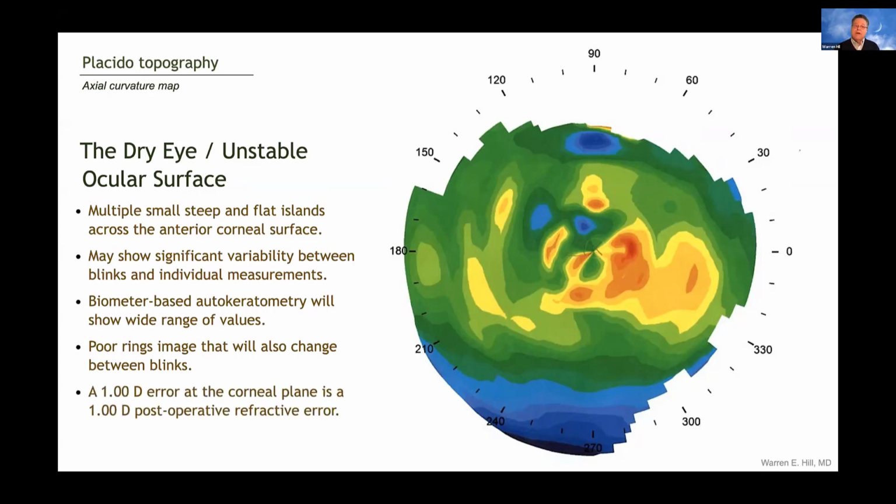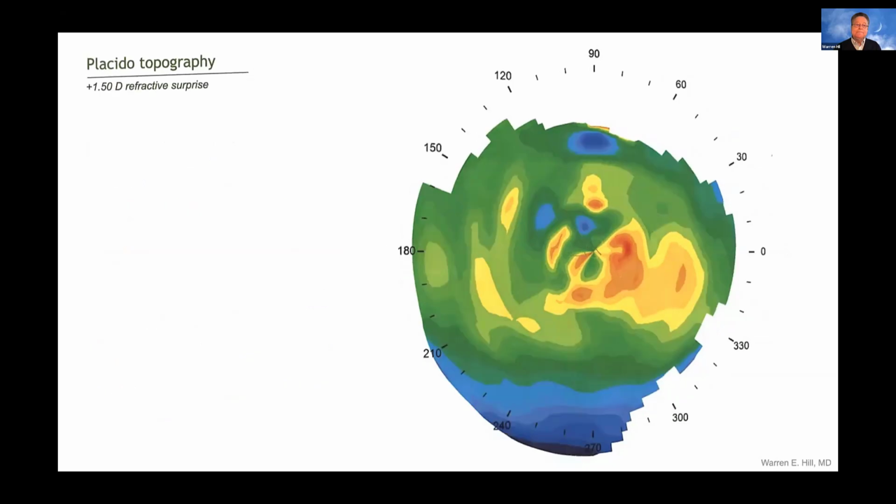Remember, a 1 diopter error at the plane of the cornea is a 1 diopter spectacle plane error, so this is very important. And we as surgeons are really being judged by our patients and our peers by our refractive outcomes. So this is a very good place to put a lot of our time.